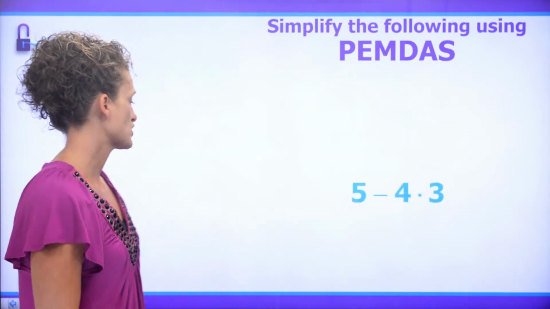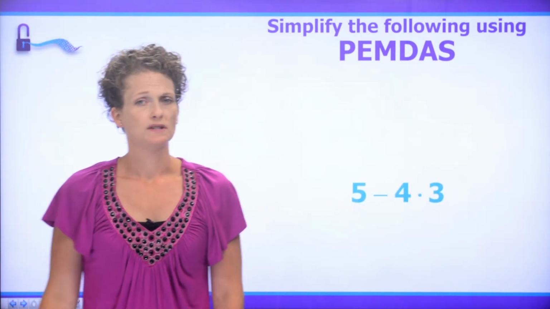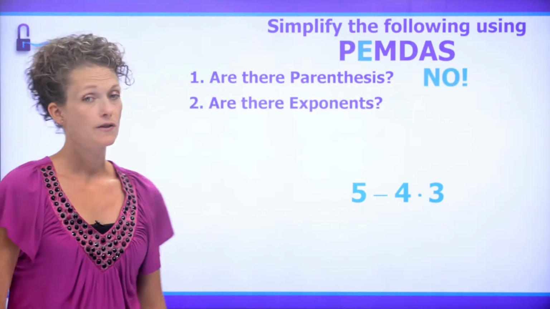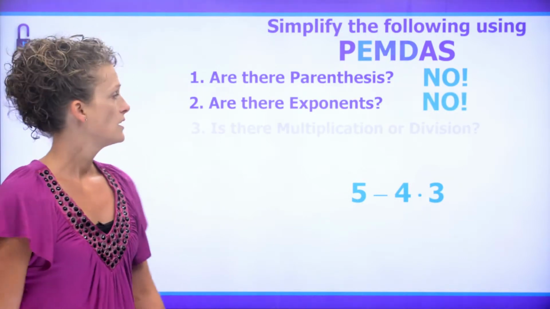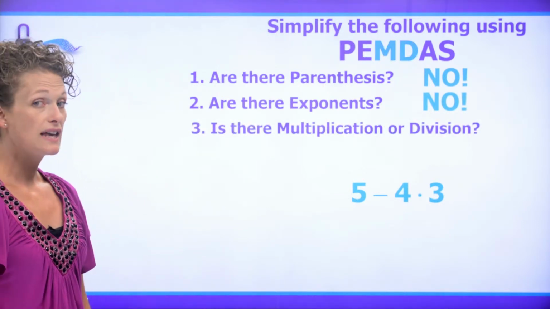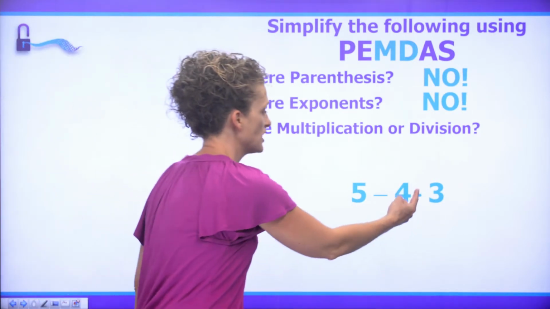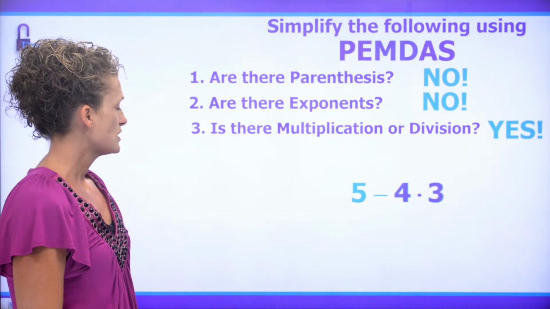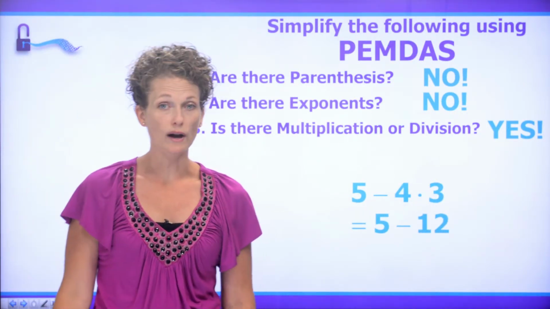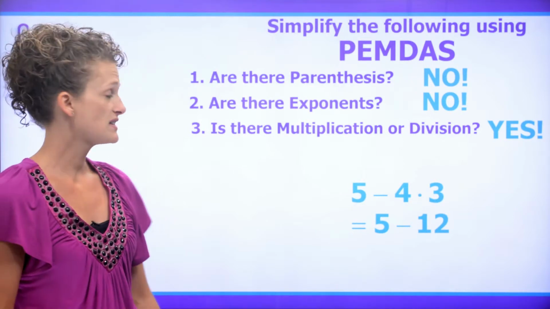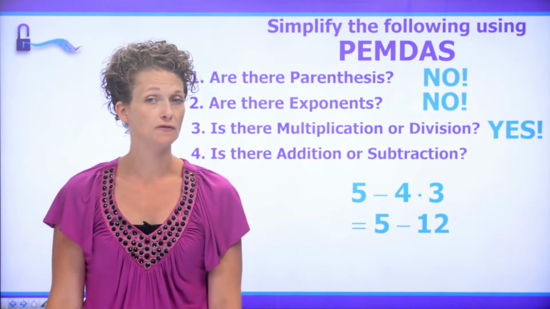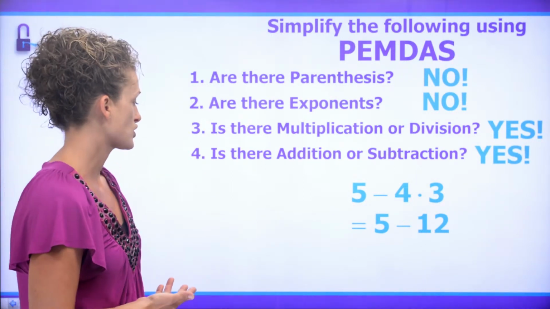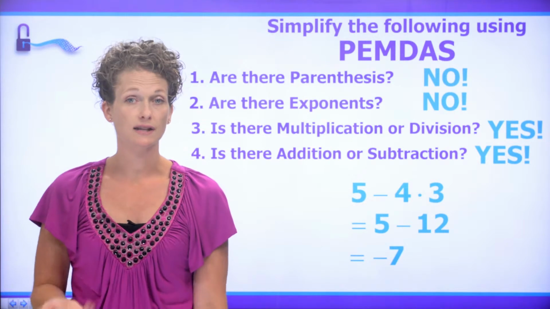Let's move on to the next question. 5 minus 4 times 3. Again, ask yourself, are there parentheses? And in this case, there aren't. Are there exponents? No, there's not. Is there multiplication or division? Well, yes, there is. There happens to be a multiplication. This dot says multiplication, so we do that first. So 4 times 3 is going to give us 12, so we have 5 minus 12 when we simplify. So then we ask ourselves, finally, is there addition or subtraction? And the answer, of course, is yes, we have a subtraction. So 5 subtract 12 gives us -7.